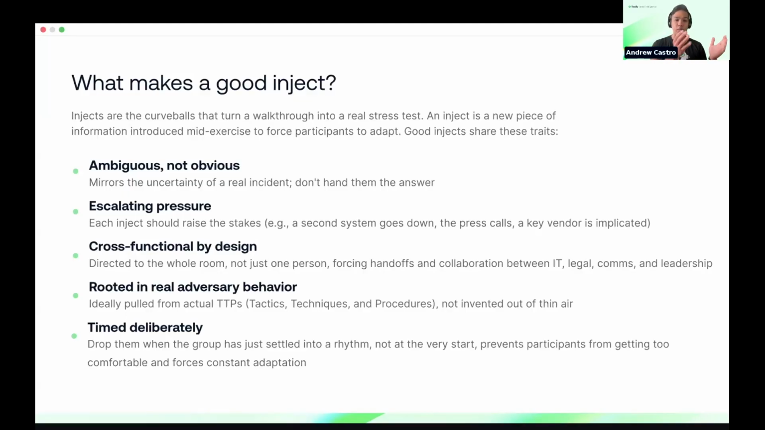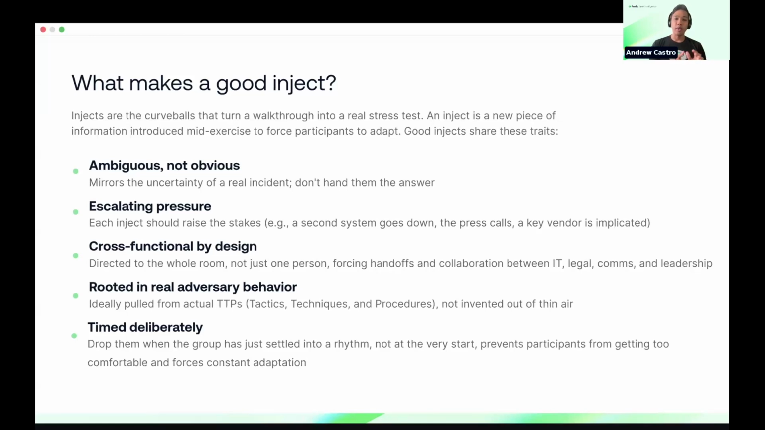And again, as I mentioned previously as part of the prep, pull those TTPs. It needs to be really rooted in adversarial behavior so that it makes the scenario feel real, and so that it's not just some crazy offhand thing. It's actually feasible. So people can see, hey, this could happen in our environment, or how that could impact them.